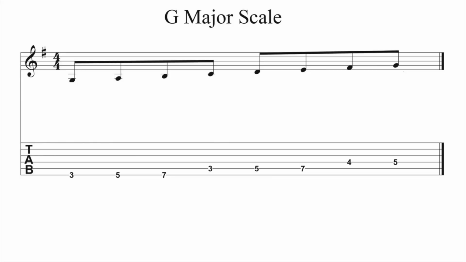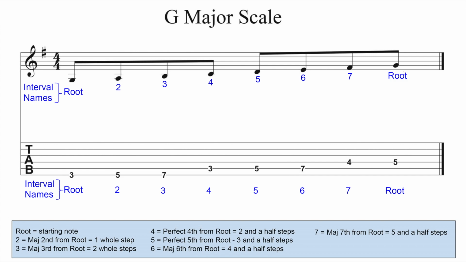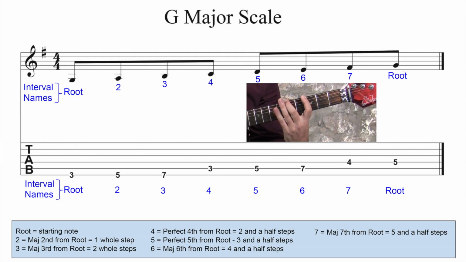One thing to understand when talking about scales is intervals. An interval is just a spacing between 2 musical notes, and in the music world, intervals are labeled with numbers. A 2 means a major second, which is a whole step, or 2 frets, so G to A. 3 means a major third, so G to B. 4 means a perfect fourth, that's G to C. 5 means perfect fifth, so G to D. 6 means major sixth, so that's G to E. 7 is a major 7, for instance, G to F sharp.